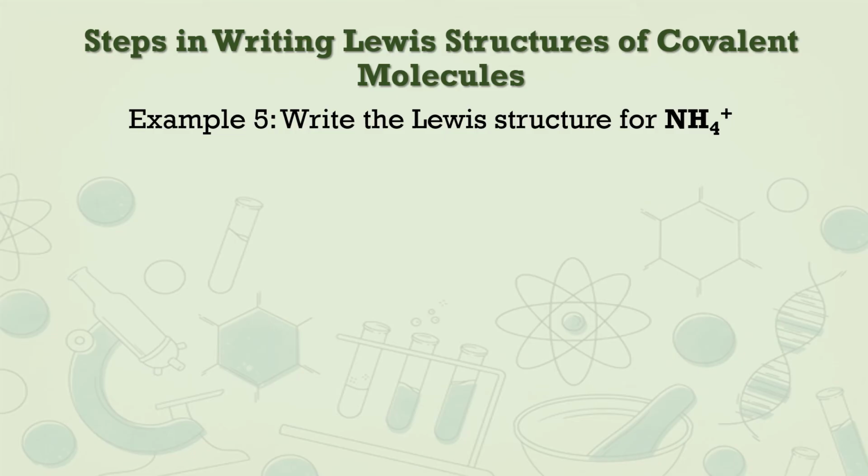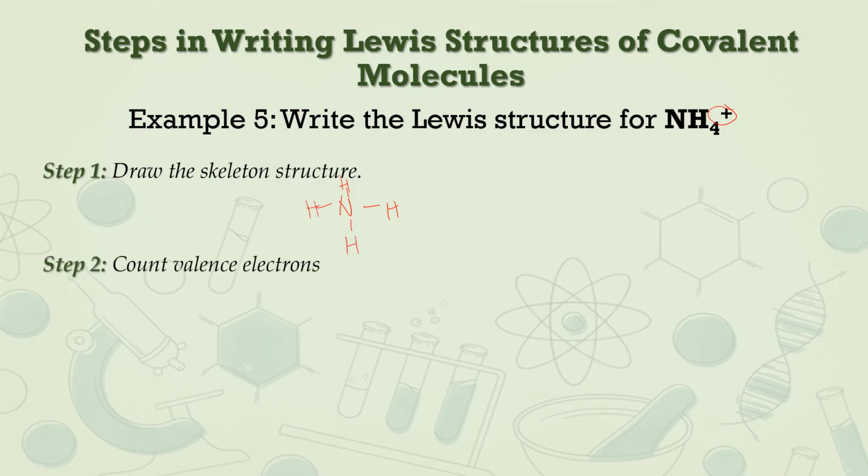Last example, write the Lewis structure for NH4 positive. Now notice for this example, it has a charge. Take note, as we have mentioned a while ago in ionic bonding, an element or an atom becomes positively charged if it loses an electron, right? So how are you going now? Let's draw first the skeleton structure. So we have N with 4 hydrogen atoms.